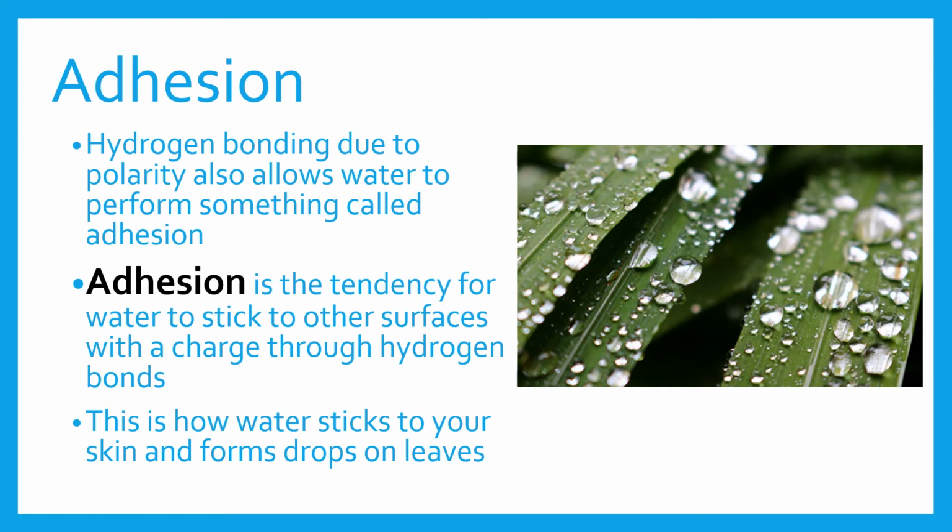So if a water molecule gets close to something else that has a charge, like your skin, it's going to stick to your skin. That's why water doesn't just bounce off of you, like, say, if someone threw a dodgeball at you. It hits you and immediately bounces off. It doesn't stick to you, but water will. So this is how you get droplets forming on surfaces of things, like on the surfaces of leaves.